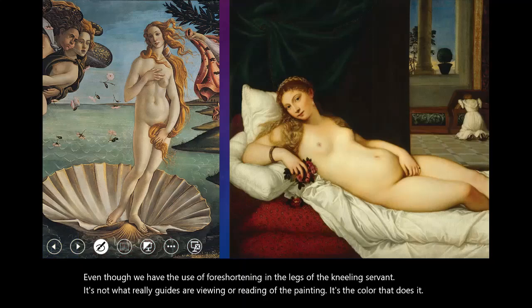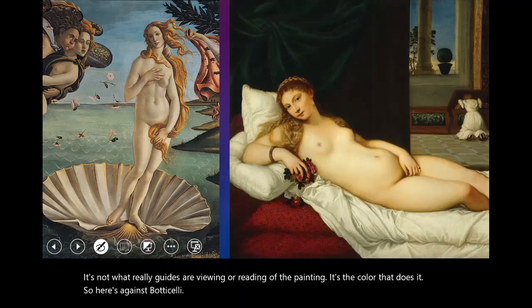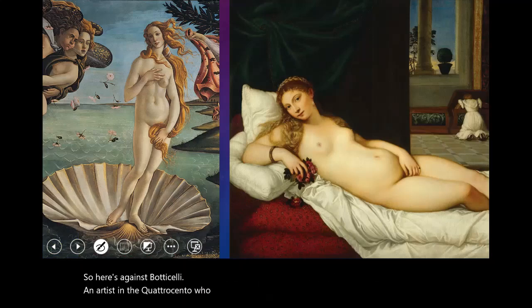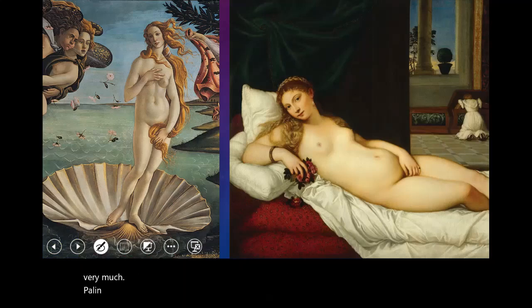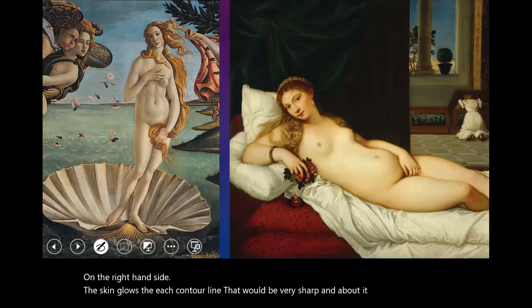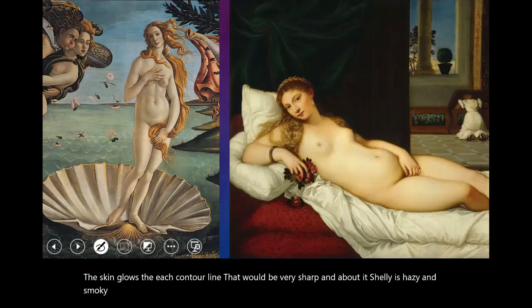So here's, against Botticelli, an artist in the Quattrocento who definitely uses more contour line to make sense of his work, so that we see a transition from landscape to air and atmosphere to the body of Venus, which is very much pale and stony, like a stone sculpture that Botticelli may very well have been looking at as a model. On the right-hand side, the skin glows, each contour line that would be very sharp in a Botticelli is hazy and smoky, thanks to Leonardo's influence.